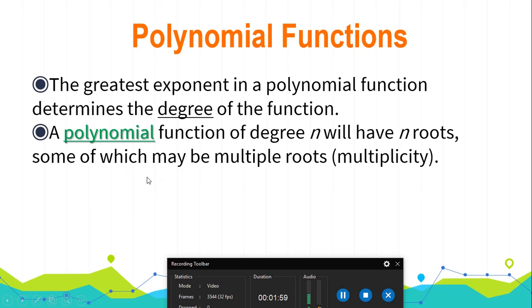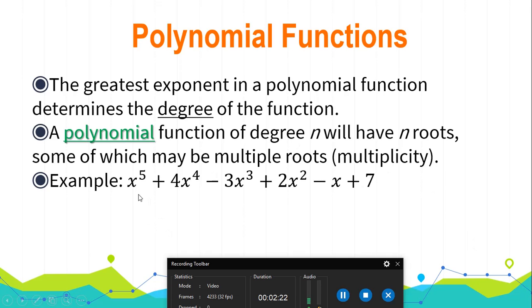Also, once you determine the degree of the function, we will have the same number of roots. So they're calling it degree n, but they're also saying it will have n roots. However, when you graph it, you may not see all n roots because some of them might be duplicates, and we call that multiplicity.